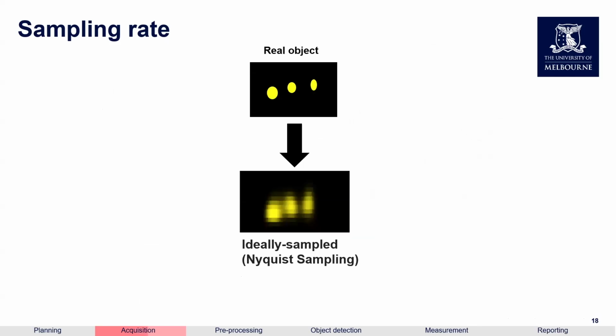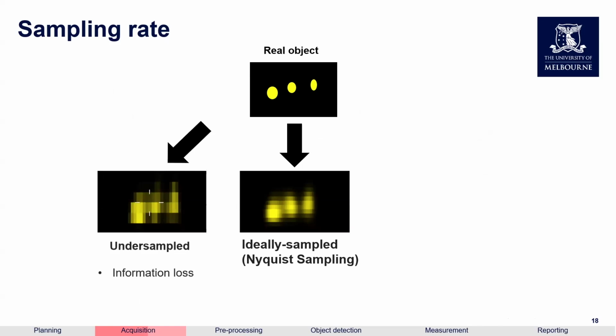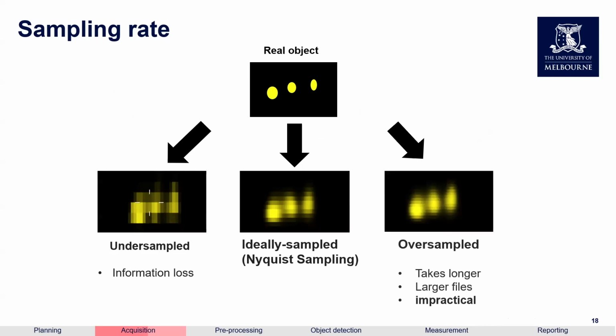Here you can see the effects of different sampling rates on the same object. If we undersample it, which means using pixels that are too large, it results in a pixelated image where all the fine details are lost. And when we oversample it, it generates a sharper image, but at the same time, it takes a lot longer to acquire, produces larger files, and also slows down the entire processing. So really the goal is sufficient pixel resolution without under or oversampling.